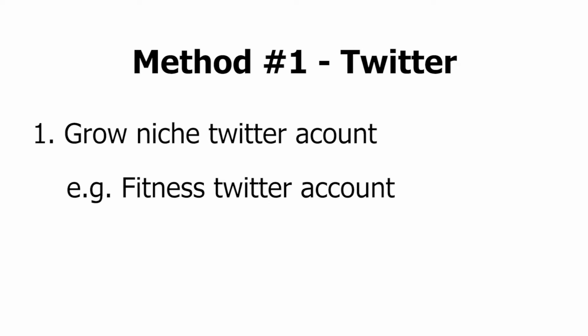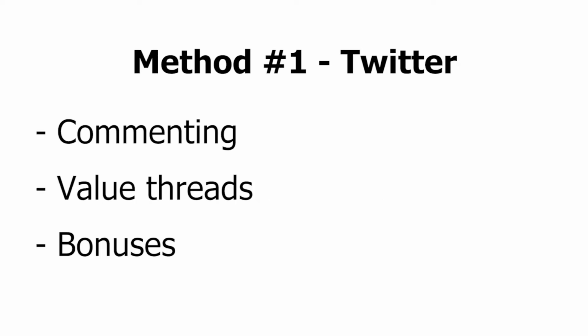The good thing about Twitter is that it allows you to place your affiliate link in numerous places, for example your profile, in your tweet, and in the DM section. So the main three things that we're going to be covering today are commenting, value threads, and bonuses.